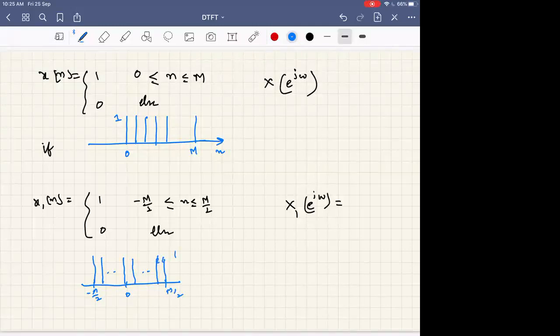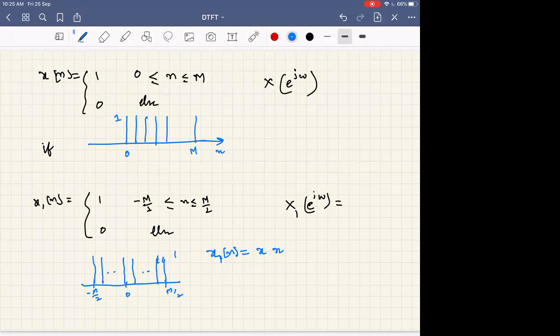Okay, so there is a delay of, say, m by 2 units, or there is an advancement of m by 2 units here. So if I want to express x1 of n in terms of x of n, how should I express it? One of you tell.